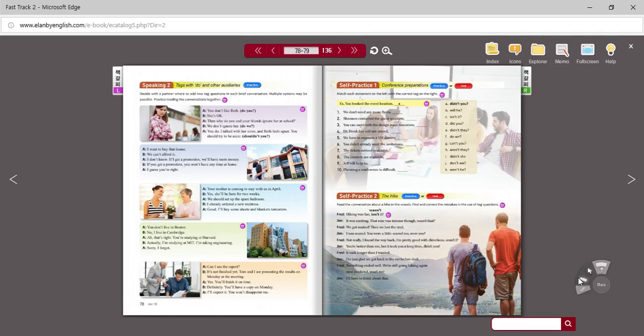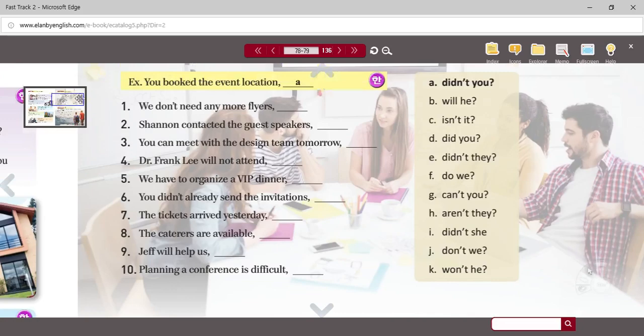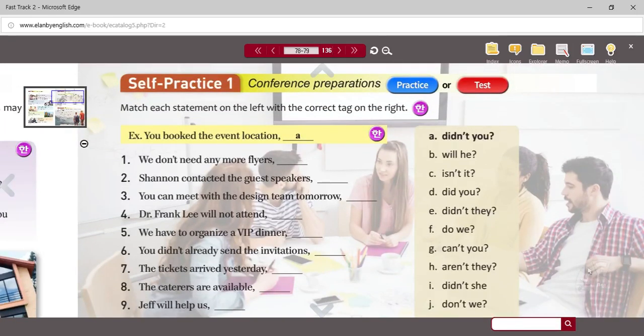Now, if you look at pages 78 and 79, you can see that there are 3 activities. We're going to actually start on page 79 with the self-practice 1 activity. That's maybe the better place to start. That gives us a bit of practice with the grammar lesson that we had in the first lecture.